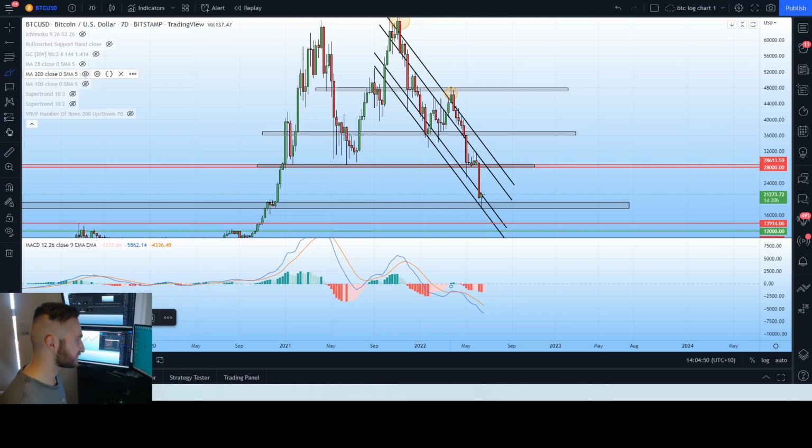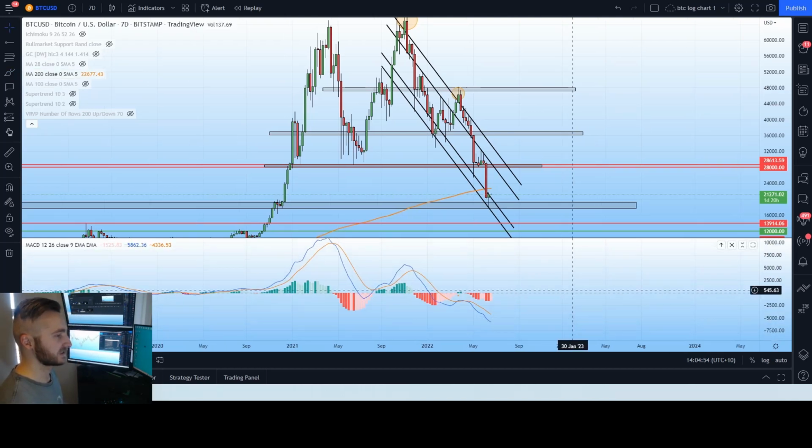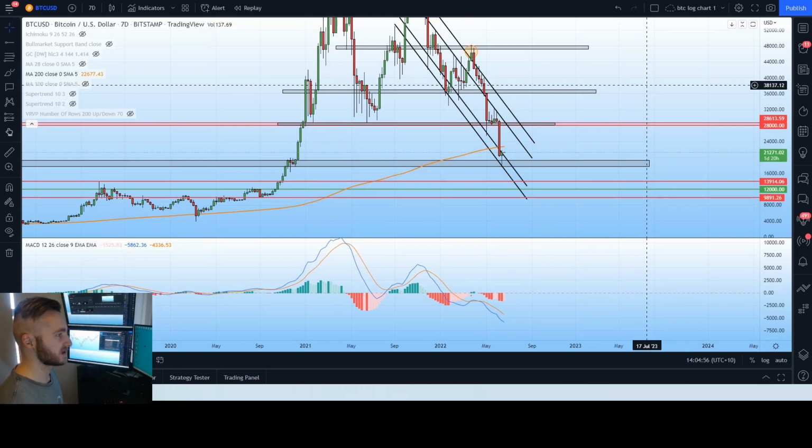Now, the reason I do sometimes use the MACD is as a tool in conjunction with other indicators.